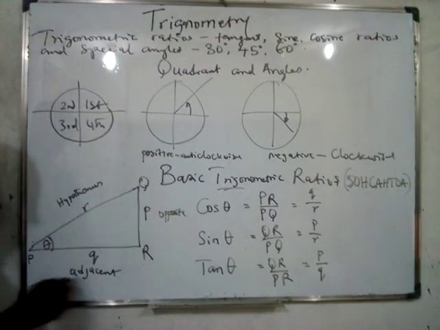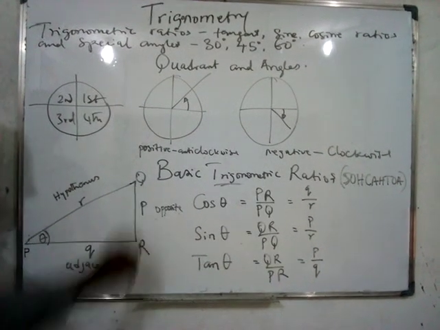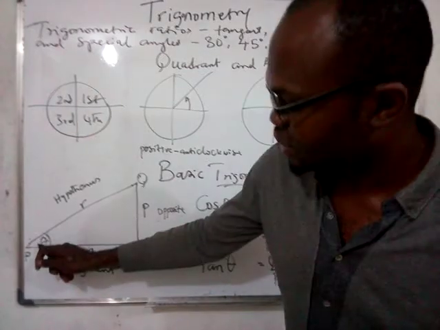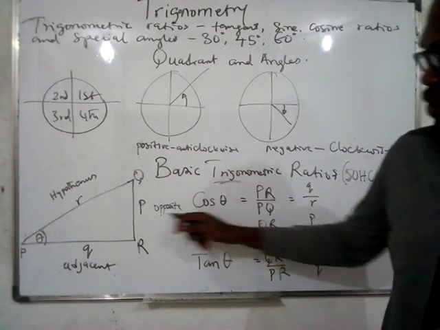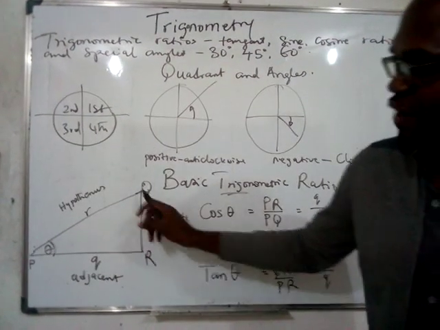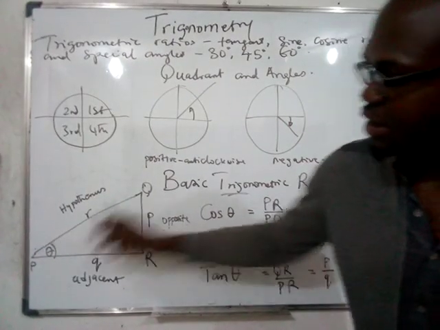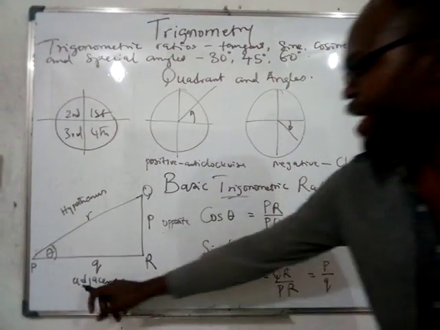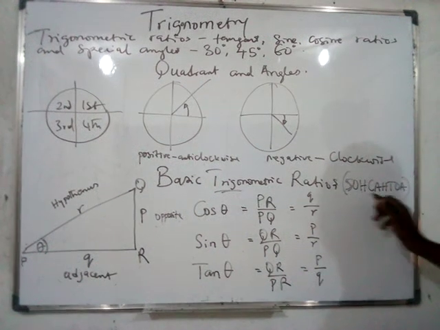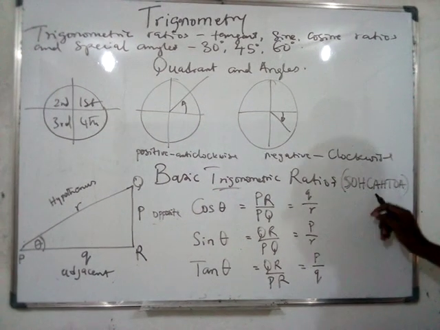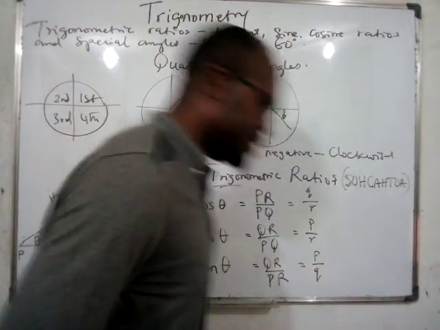So this is what we call the adjacent, this is the opposite. The opposite is normally the side that is opposite to the angle you're looking at. This is it, opposite. That's why we call it opposite. Adjacent is below. Then you have the hypotenuse. So this is SOHCAHTOA, that's the easier way of remembering the ratios.